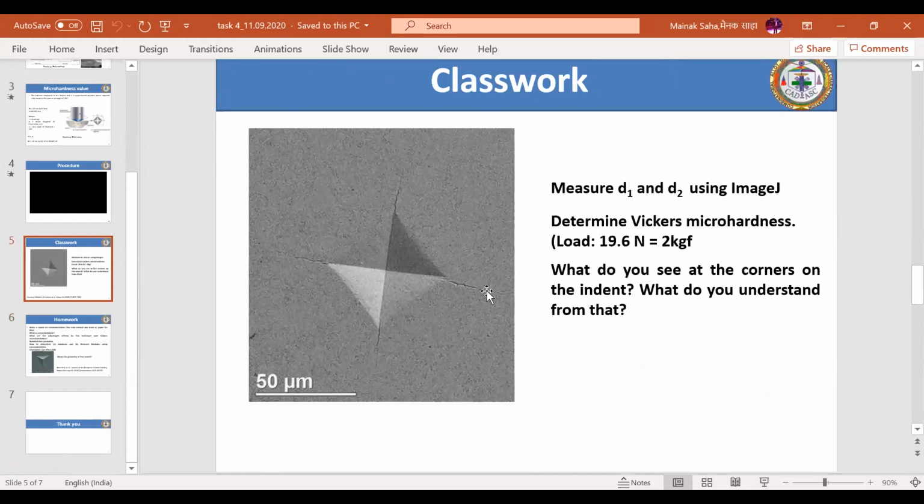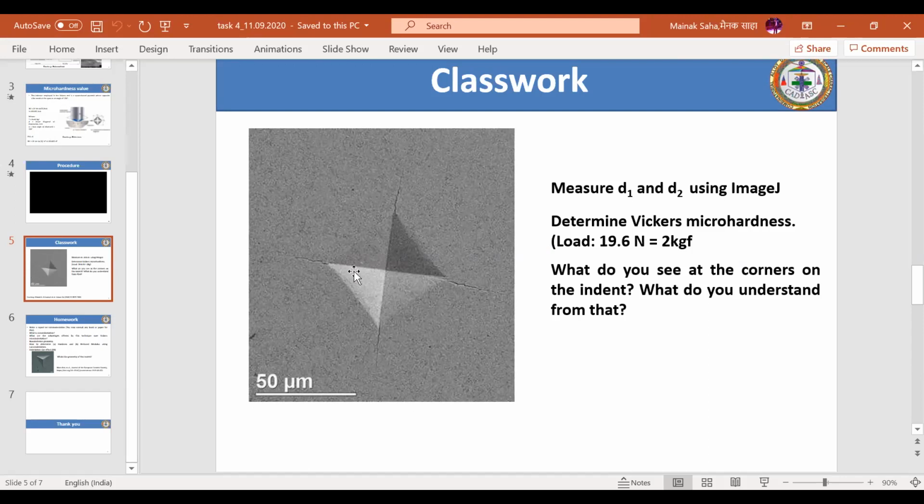But okay, guys, before we wrap up for today, have you downloaded the ImageJ software? I think I sent you a link long back. Yeah, downloaded. So you do one thing. I will share this image in this folder which I've created in the Google Classroom.